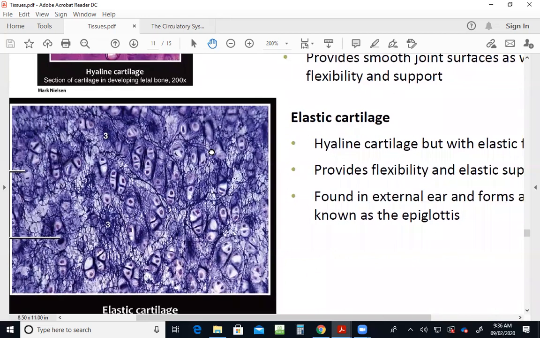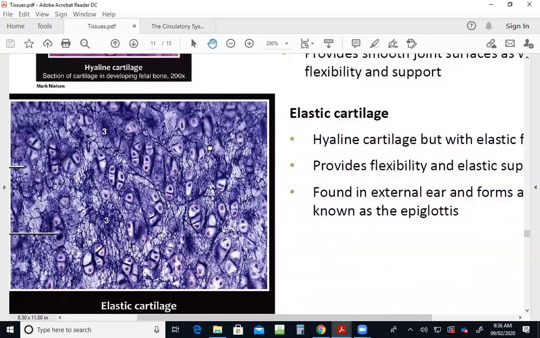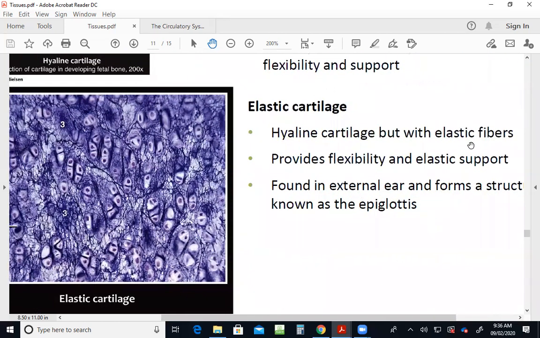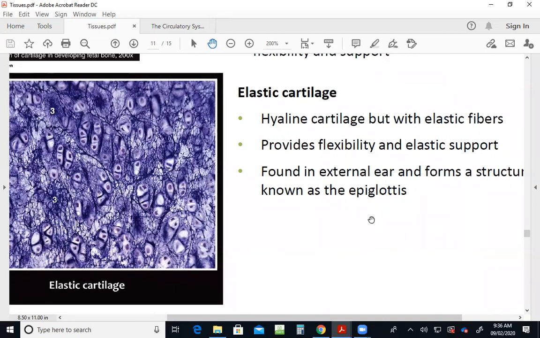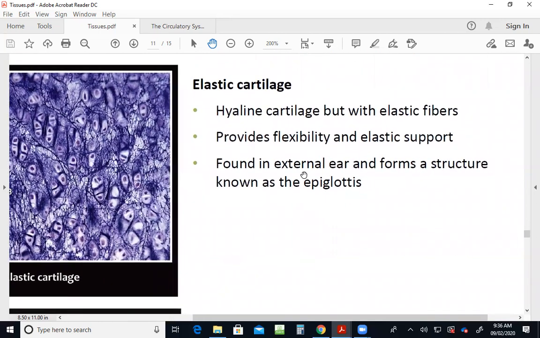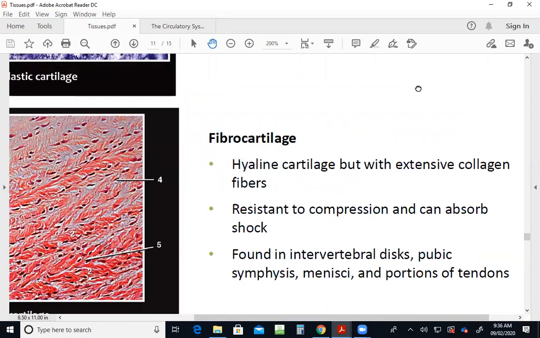Elastic cartilage is like hyaline, but since the name is elastic cartilage, it has elastic fibers, which provide flexibility and elastic support. Like in the external ear, which, if you were like me and were bad as a kid, mom or dad would twist my ear. Thankfully, it snapped back to its regular position and didn't stay where it was. And then a flap in our throat called the epiglottis prevents us from choking when we swallow food.